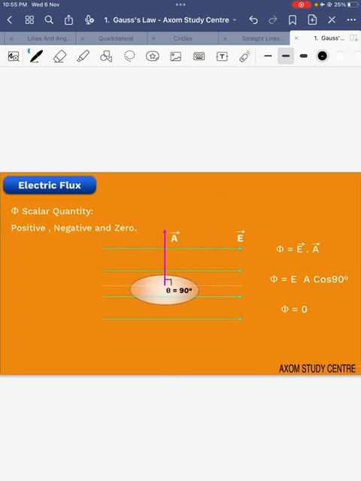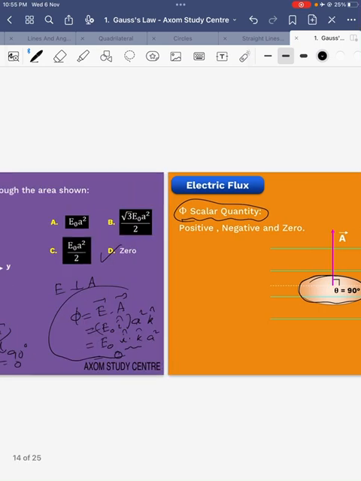Next, phi is a scalar quantity: positive, negative, or 0. Now see here, E is the electric field and A is the area vector, perpendicular to this area. So this is the case. I hope you have understood. This concept only I have used in this numerical.